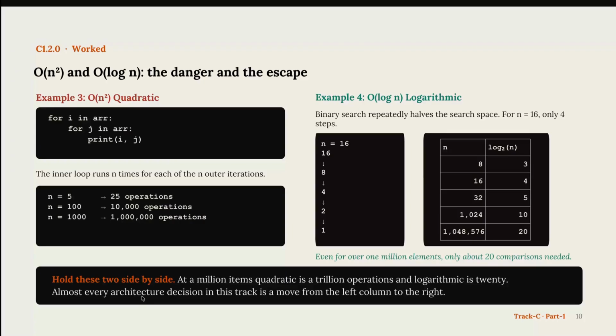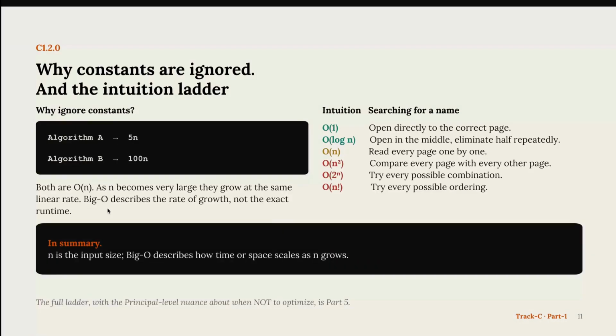And you might ask, hey, why are constants being ignored? That's because as n becomes very large, they grow at the same linear rate. Big O notation describes the rate of growth, not the exact runtime. That's why we always drop the constants and only retain the other operations. Intuitively, it's also very easy to understand.